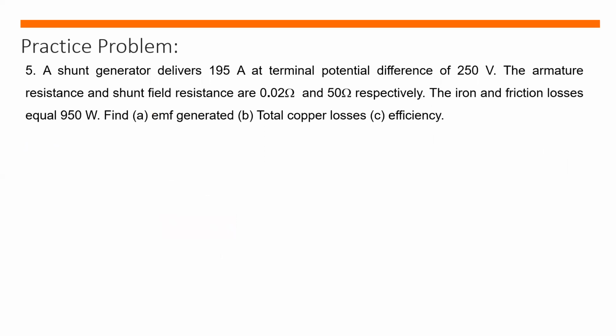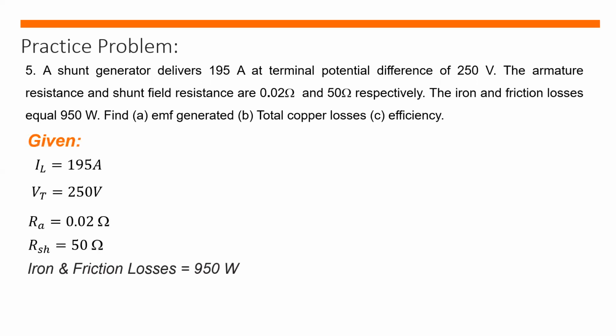Problem number 5. A shunt generator delivers 195 amperes. Terminal potential difference of 250 volts. The armature resistance and shunt field resistance are 0.02 ohms and 50 ohms respectively. The iron and friction losses equal 950 watts. So find A, the EMF generated, B, total copper losses, and C, efficiency.